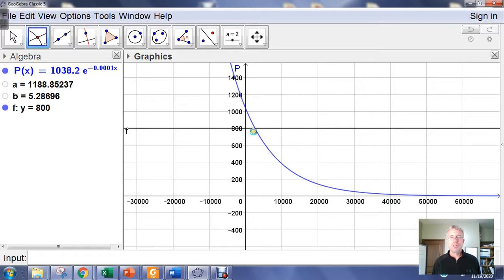And then hopefully GeoGebra doesn't crash on me. There it adds in the point A, and the point A says, hey, to get an 800 millibar output, I need to be at an elevation of about 2,606 feet.